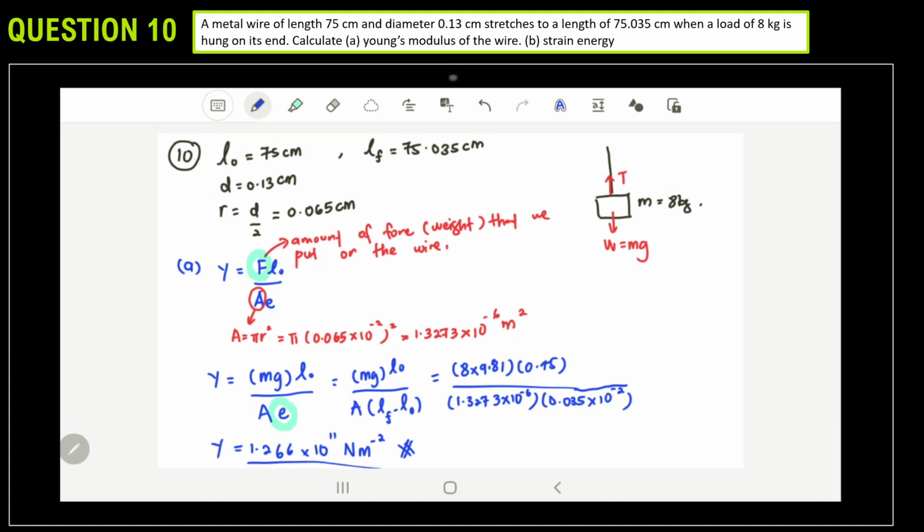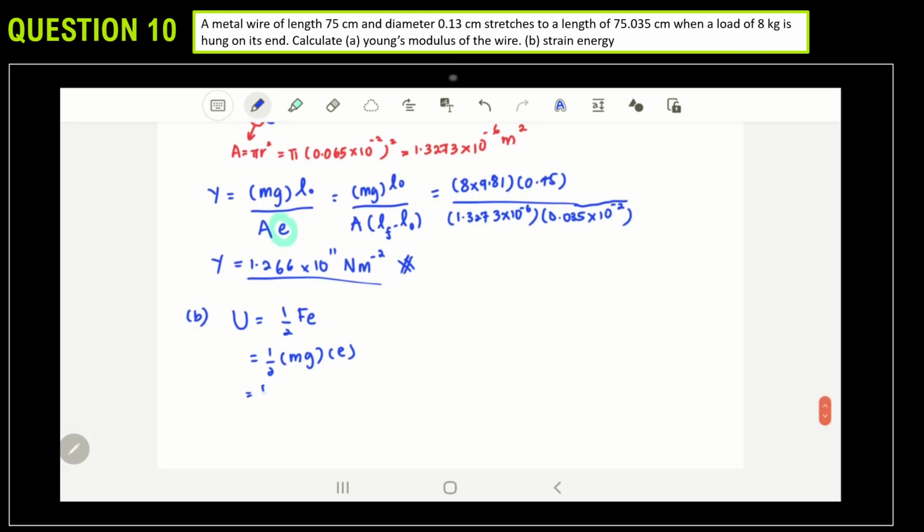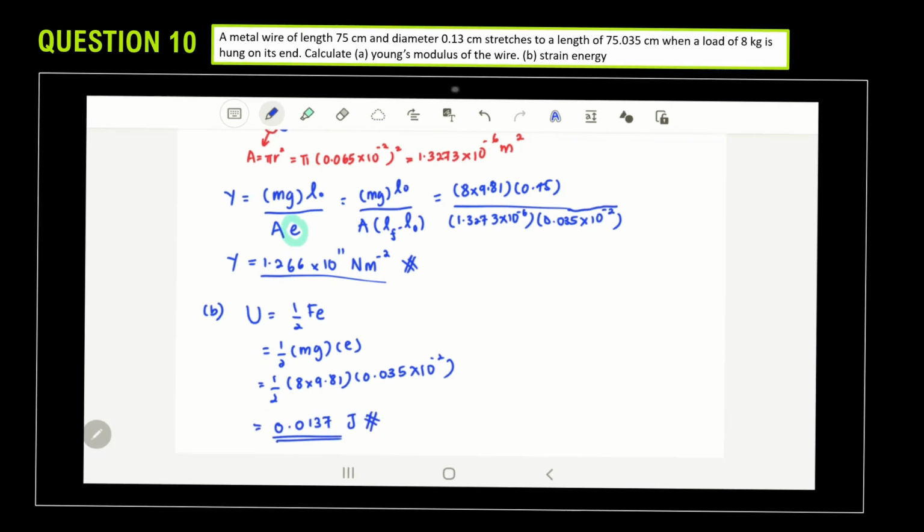Okay, second part, we want to find the strain energy. So this is very simple. For part B, we want to calculate the strain energy. U is equal to half Fe, where F is the amount of weight that we put on the wire, so mg, and E is the elongation. We can straightly substitute. The value of mass is 8 times 9.81 and the elongation is 0.035 times 10 power of negative 2, and it's equal to 0.0137 joule. Okay, so that finishes question number 10.